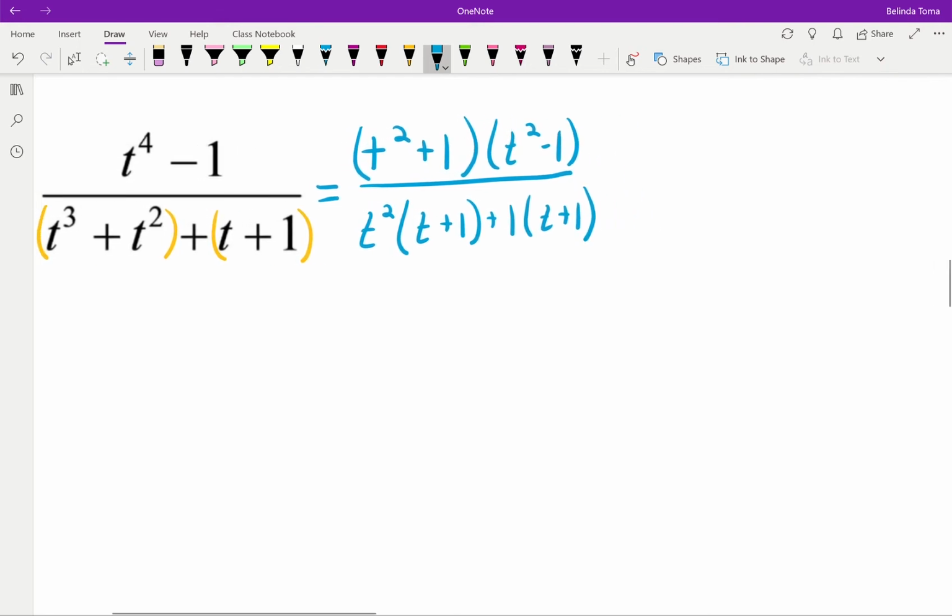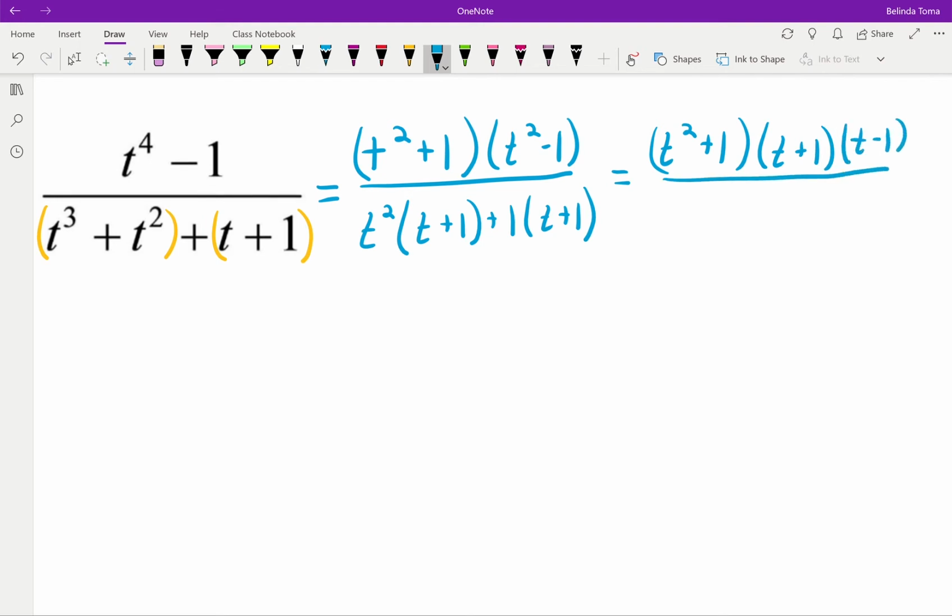So then if I continue, what I have is another difference of squares in the numerator with t squared minus 1. So I can factor that to t plus 1 times the quantity of t minus 1. And in the denominator, I'm going to go ahead and look at this common binomial of t plus 1. I'm going to take that out, and I'm left with t squared plus 1, which cannot be factored further because it's the sum of perfect squares.